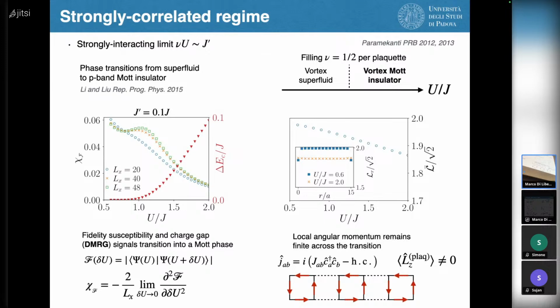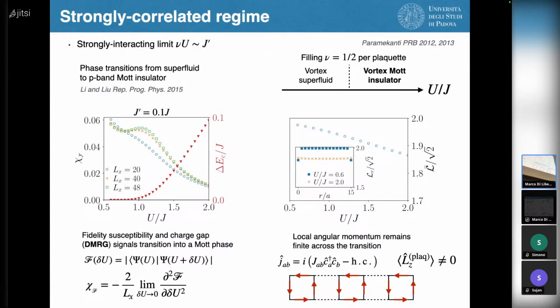And what we did was to compute the current on each plaquette. And the DMRG calculation predicts that when you cross the transition, this loop current that is non-zero in the superfluid remains non-zero across. So this is a disorder parameter, if you want, of time reversal symmetry breaking that remains always non-zero. If you want, this is a check that you are entering a vortex Mott insulating phase. Of course, this depends on the filling. Is this true all the time?